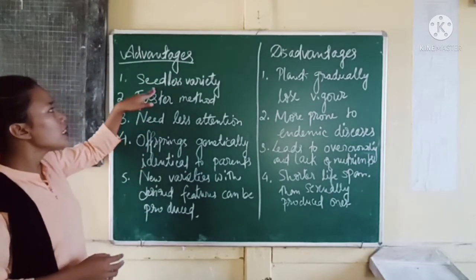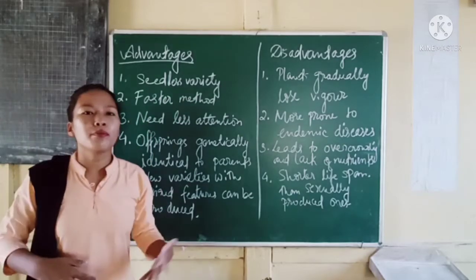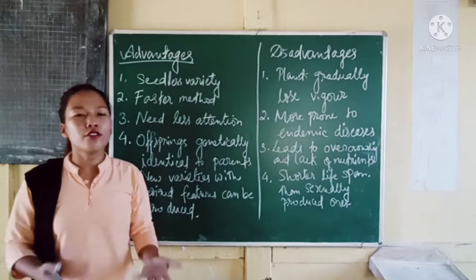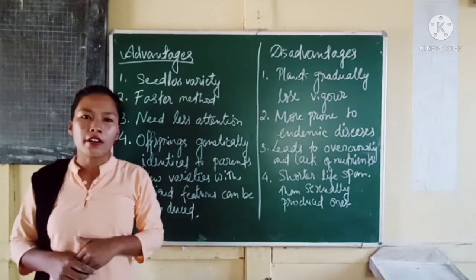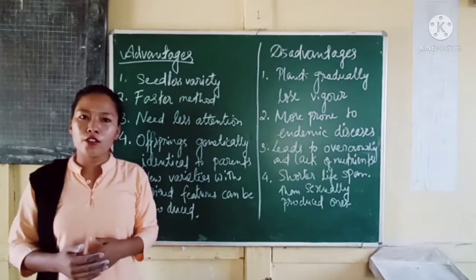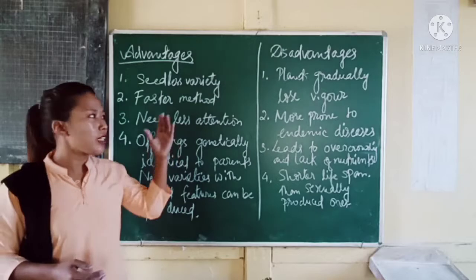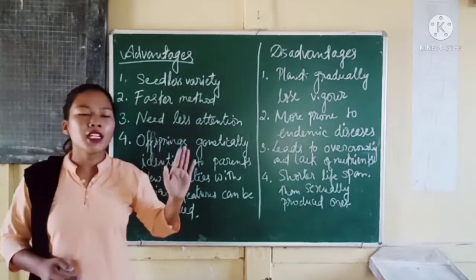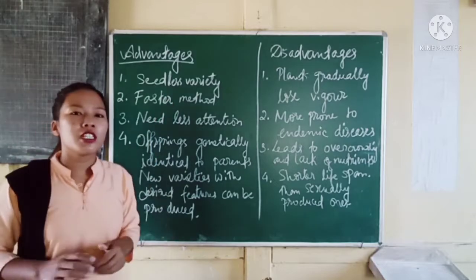The first one is seedless variety. When we do vegetative propagation, we can produce seedless varieties of fruits or crops. For example, banana. You must have come across bananas with seeds and without seeds. Bananas without seeds are produced with the help of vegetative propagation.